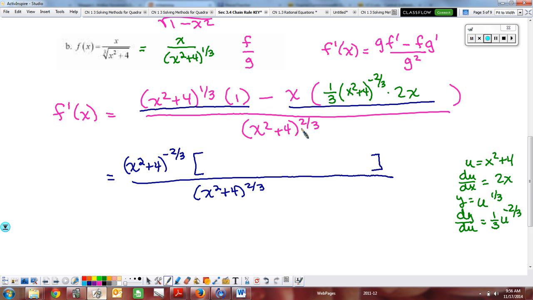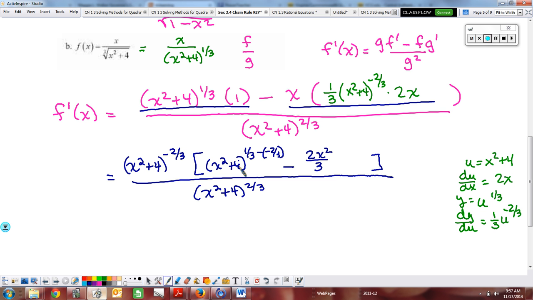Remember that you are dividing this out. So when I divide it out, I am going to subtract the exponents, right? So I'm going to end up with x squared plus 4 to the 1/3 minus negative 2/3 minus, and then up here this goes away, and then I have a 2x and this 1/3 left, so I would have 2x squared over 3. Alright, everybody good with that?